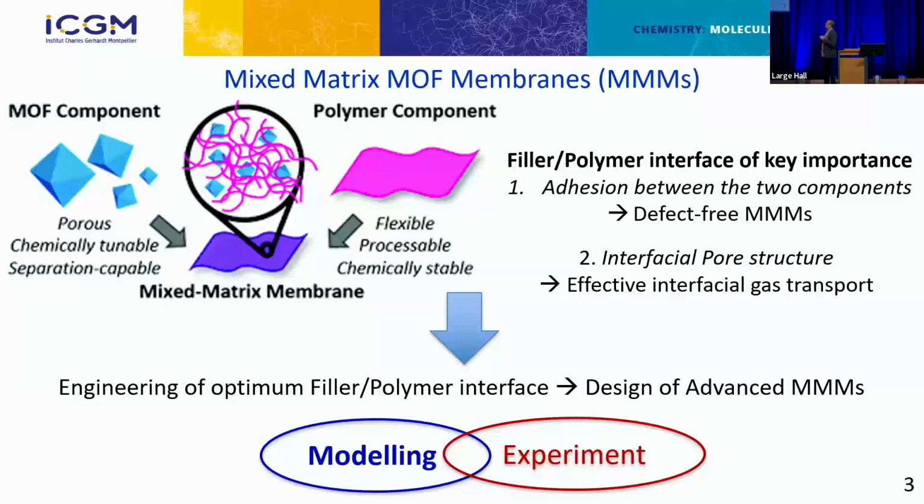In particular, the MOF-polymer interface is key for two main reasons. The first one, it controls the adhesion between the two components. Of course, you need good compatibility between the two components to get a very homogeneous dispersion of the MOF in the polymeric membrane, which means that you will make a very continuous macroscopic membrane. And the second point is that this interface is the first entrance towards the MOF filler. You need to make sure you have a very effective diffusion pathway for the gas.